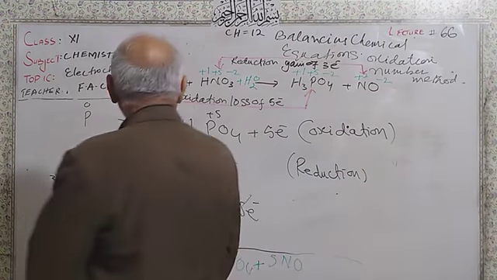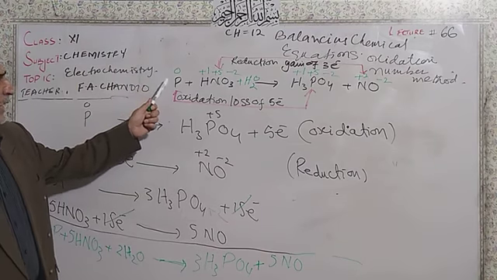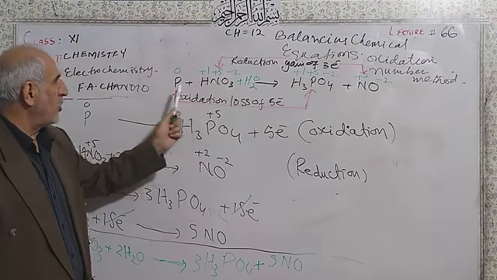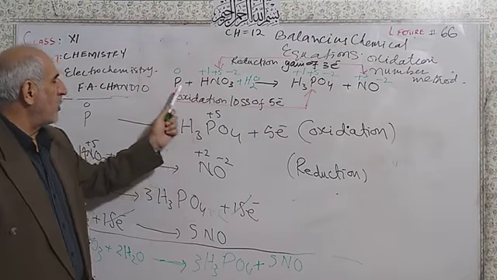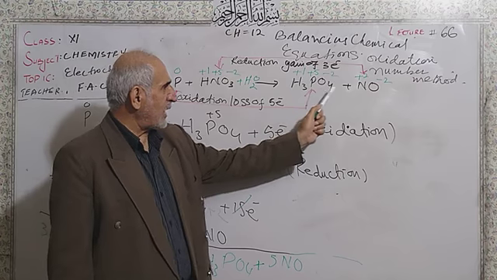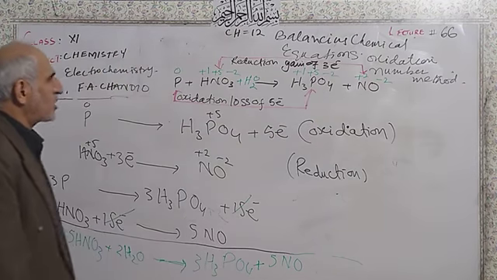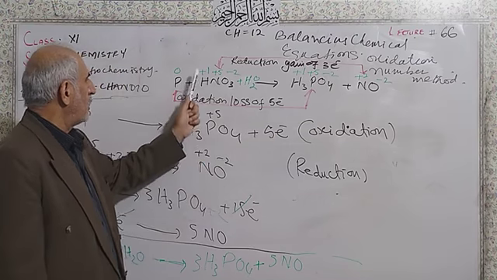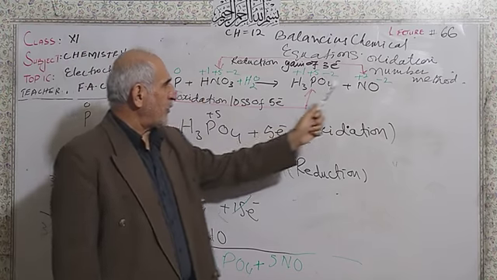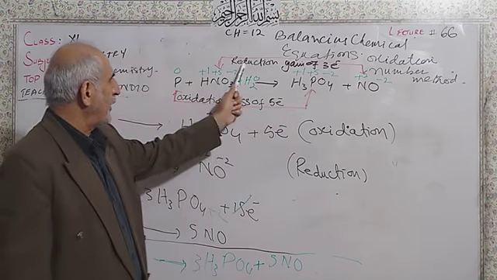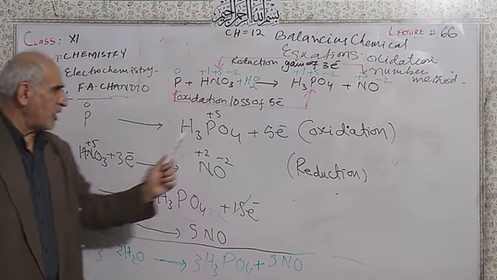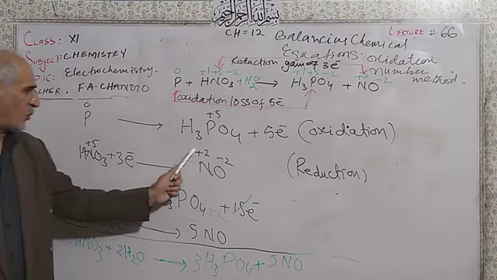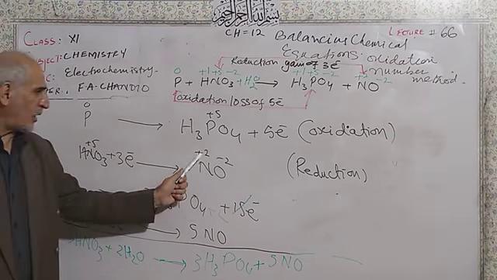Now I am going to repeat this procedure. Write the full equation. There is the water also. Phosphorus, nitric acid, water, phosphoric acid, nitrogen monoxide. Assign 0, positive 1, oxidation, loss of electron. Positive 5, positive 2, reduction, gain of 3 electrons. Make half set, 0, positive 5, oxidation 5 electrons. Positive 5, positive 2, reductions 3 electrons.